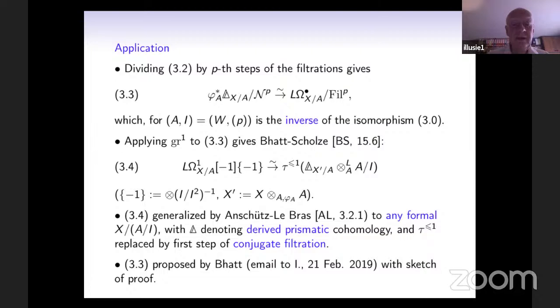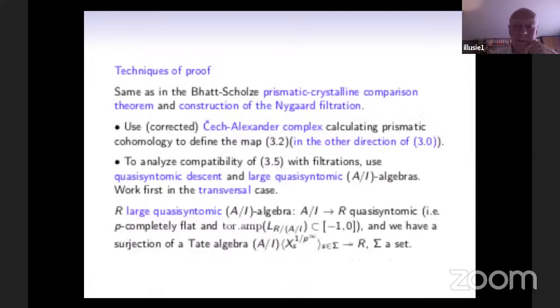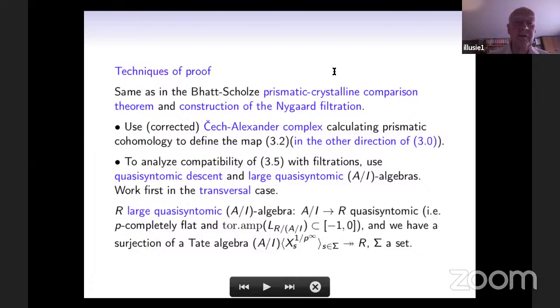In any case, this isomorphism 3-3, as I said, was proposed by Bhargav to me. There was a sketch of proof, and the techniques of proof I will skip because it's too technical. You use the quasi-syntomic, large quasi-syntomic algebras, and the same techniques which are used to construct the Nygaard filtration. And then you reduce to the transversal case.